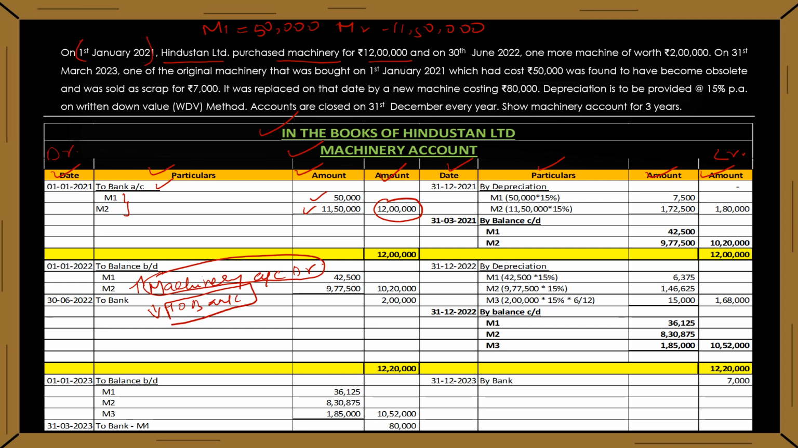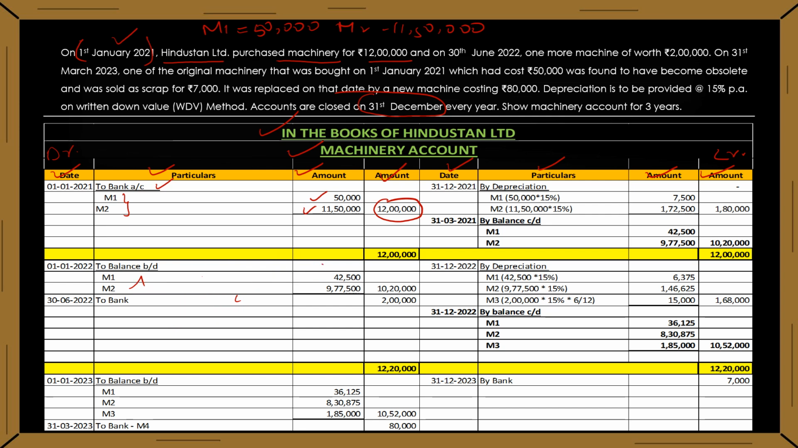Okay. Now on seeing the question, we don't have any other transaction for 2021. This machinery was bought on 1st January and we have to close the accounts on 31st December. So we have to find out the depreciation for the whole year. The journal entry for the depreciation is what?